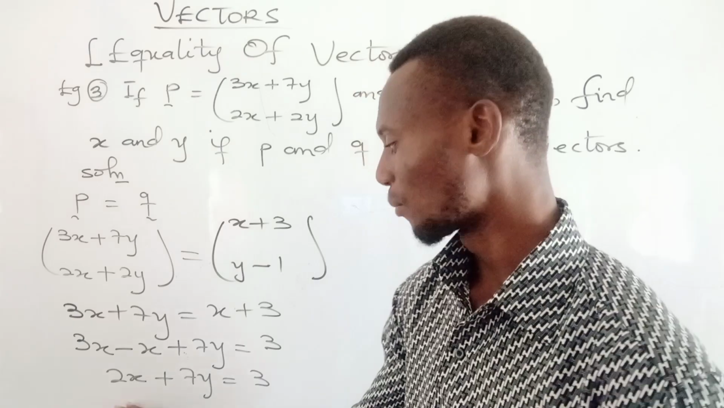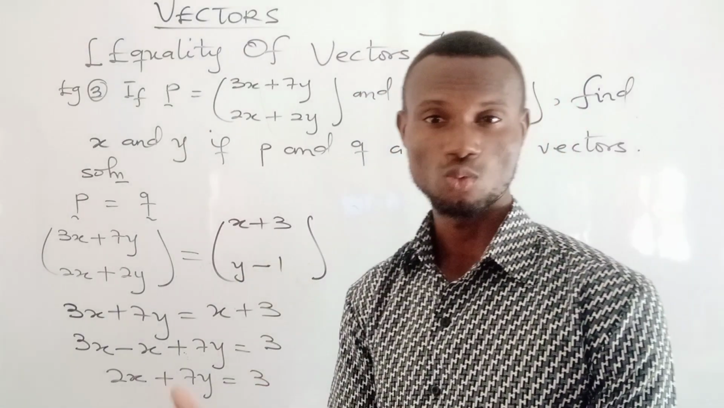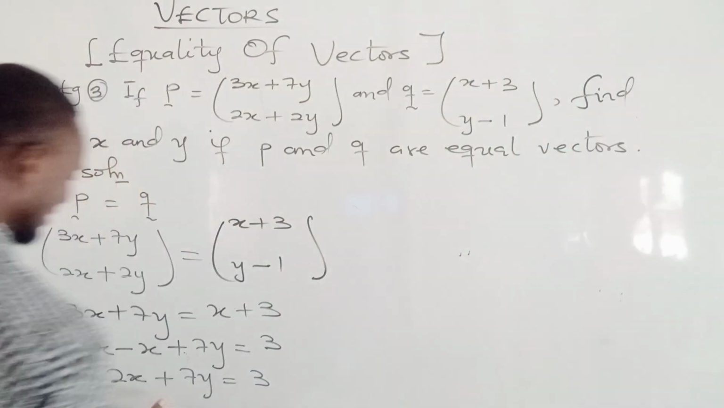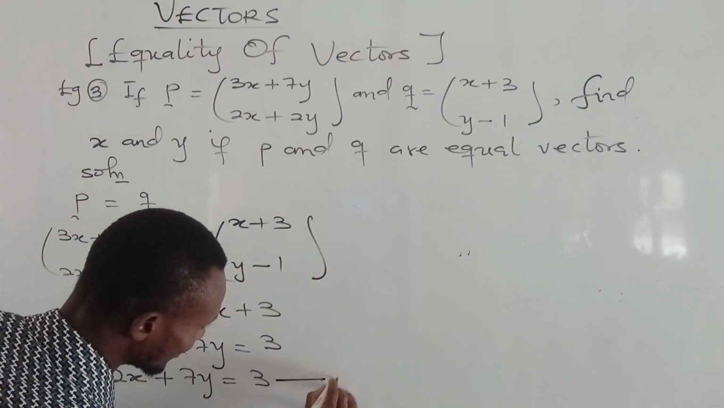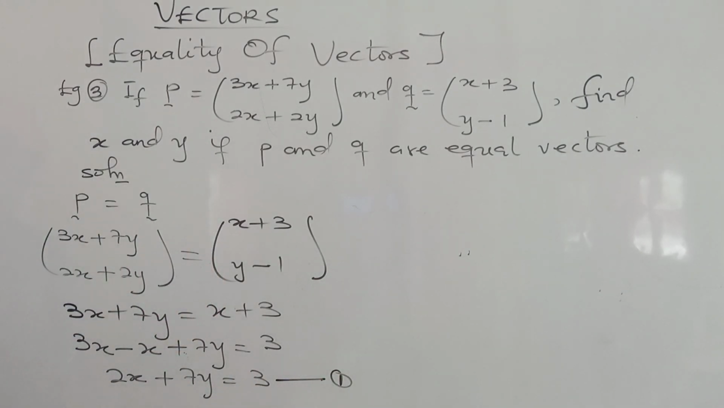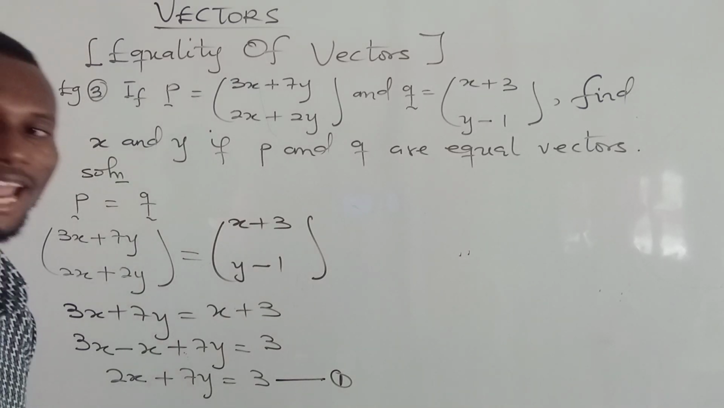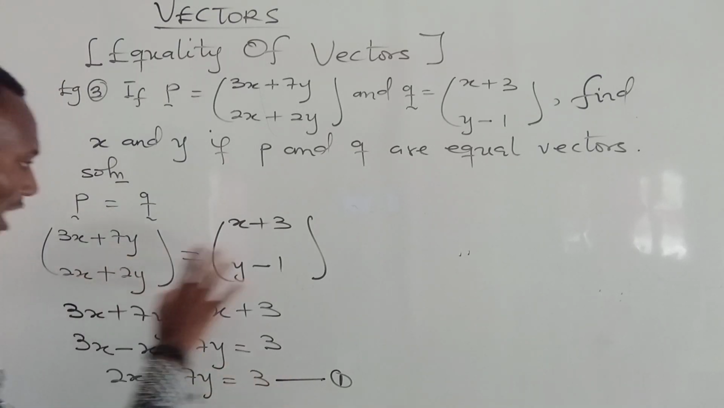Okay, so I'm going to name this as equation 1. So I have 2s plus 7y equals to 3. So I'll name this one as equation 1. And I hope you understand and you agree with me up to this point. Then we'll proceed and go ahead and equate the down part as well.